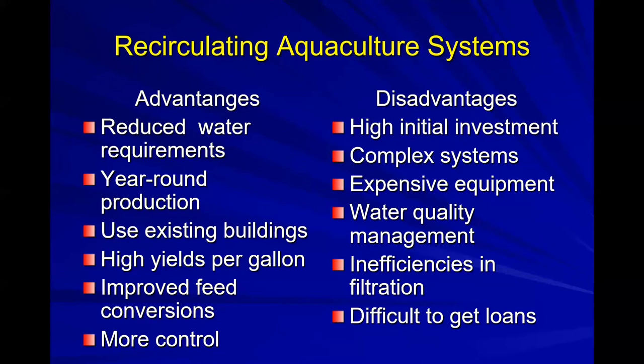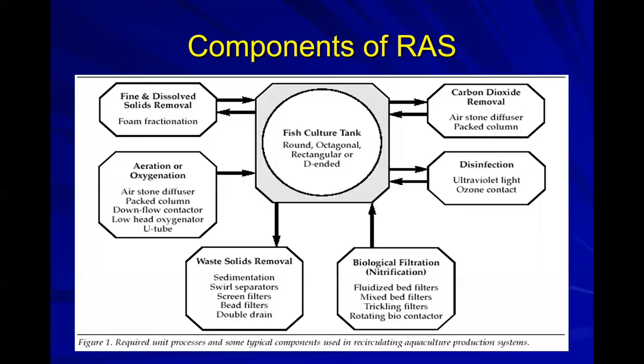They can be complex, especially these really large ones I'll show you. Some of the components can be very expensive, and you have to manage your water quality. And there are some inefficiencies in the different systems that you can use. So this is a schematic. You have a fish culture tank, but you have all of these different issues that you have to deal with.